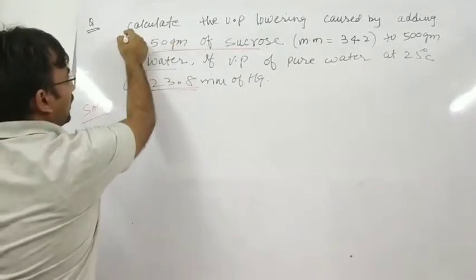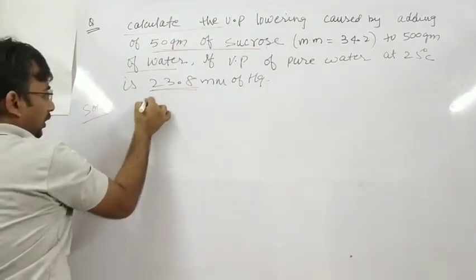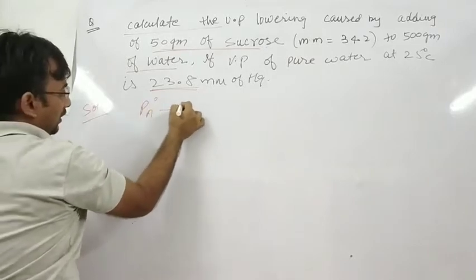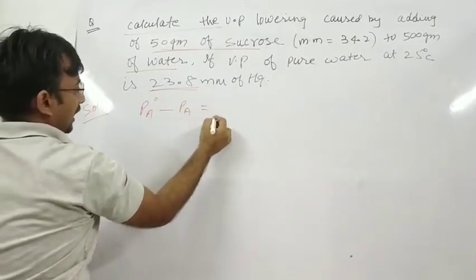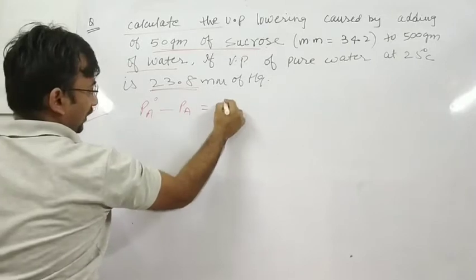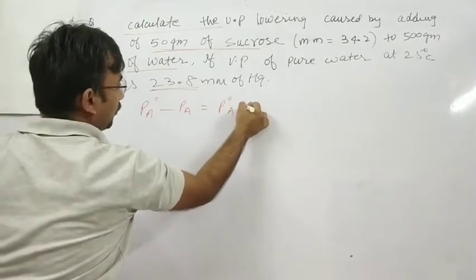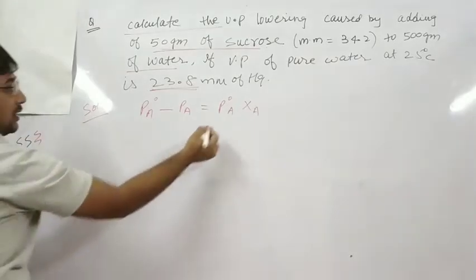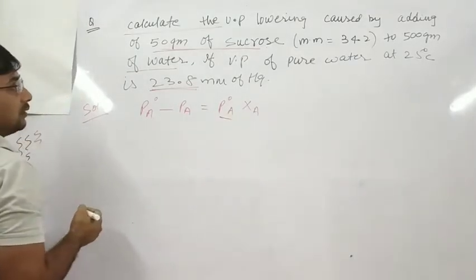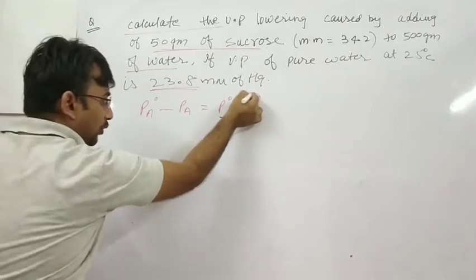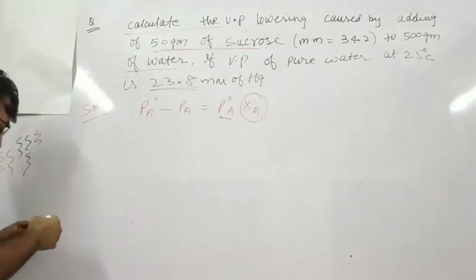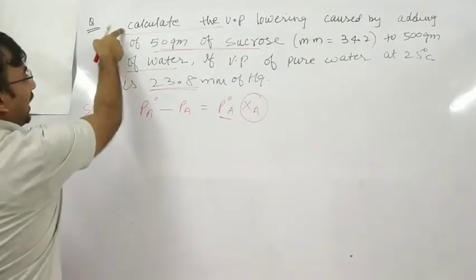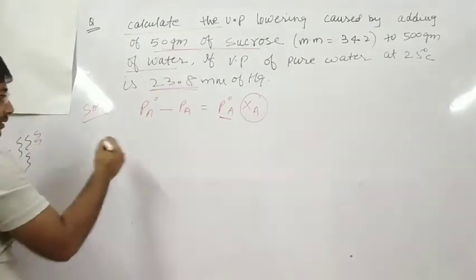So what we have to calculate? Lowering of vapor pressure. We all know the formula. P0 A minus PA can be written as P0 A into mole fraction of A, and mole fraction is known to us. P0 A is known to us, isn't it? This mole fraction we can calculate. Now how to calculate mole fraction? By calculating moles of A and B.